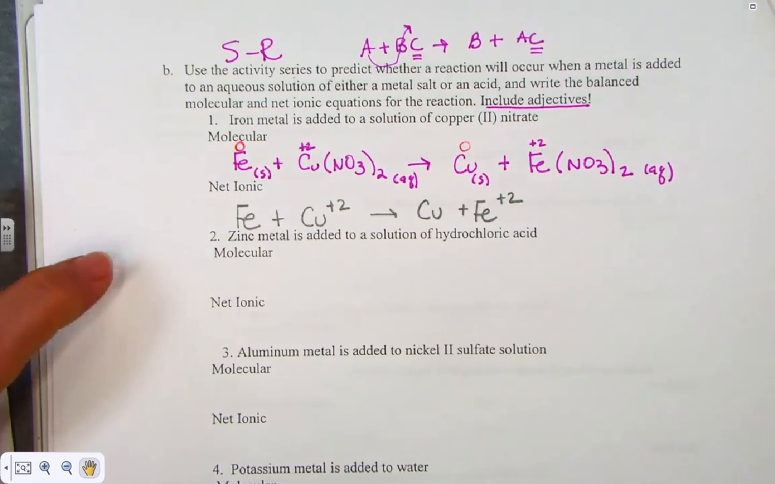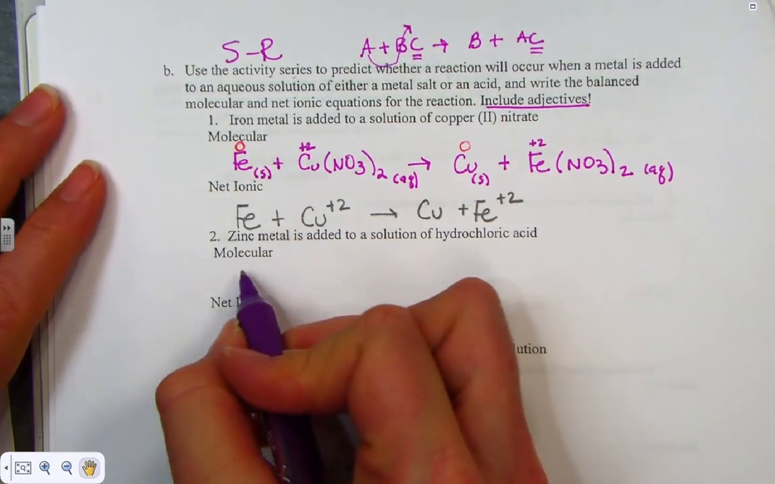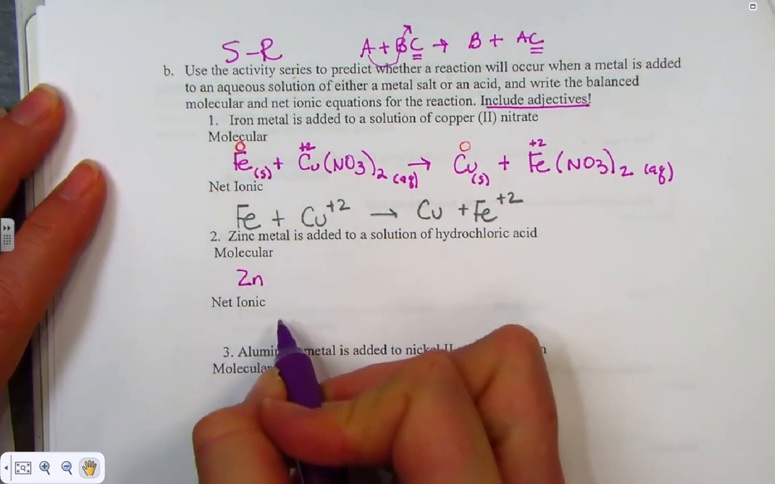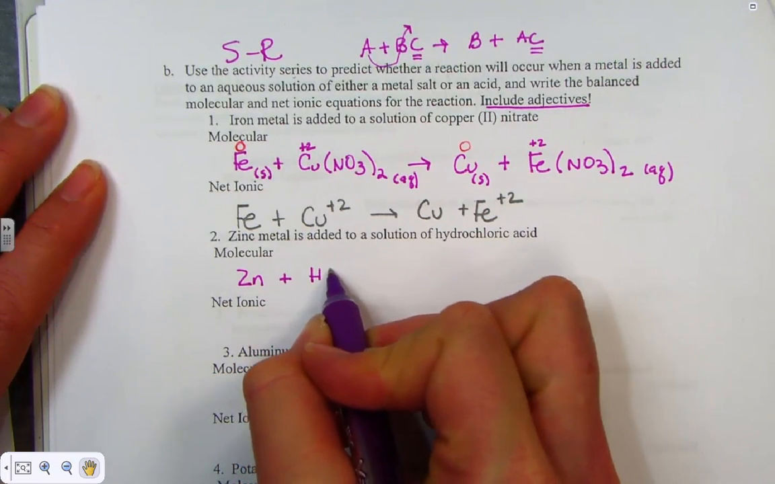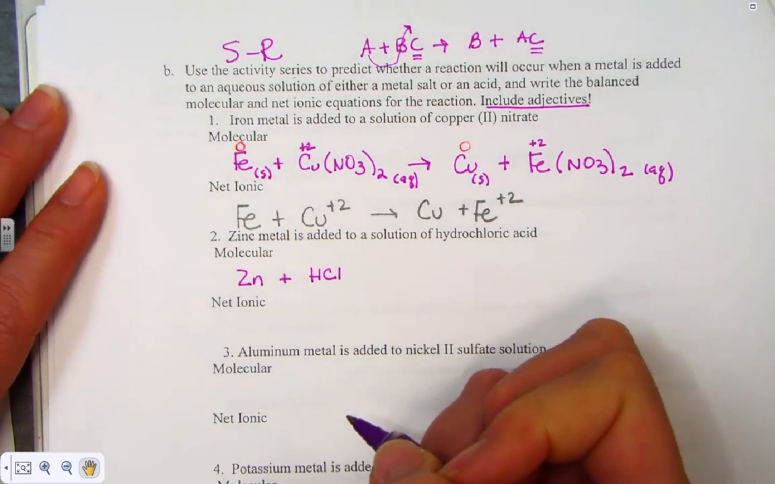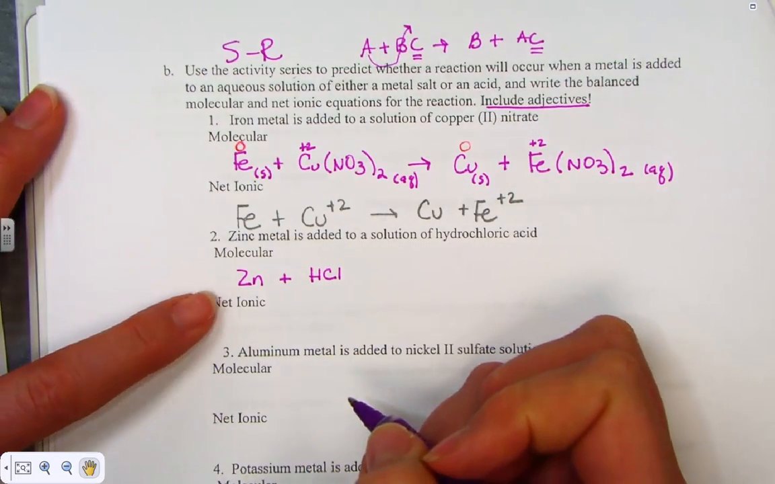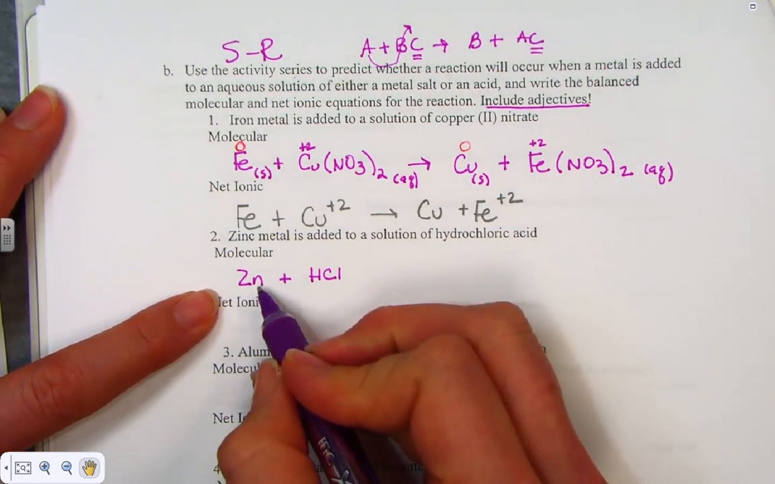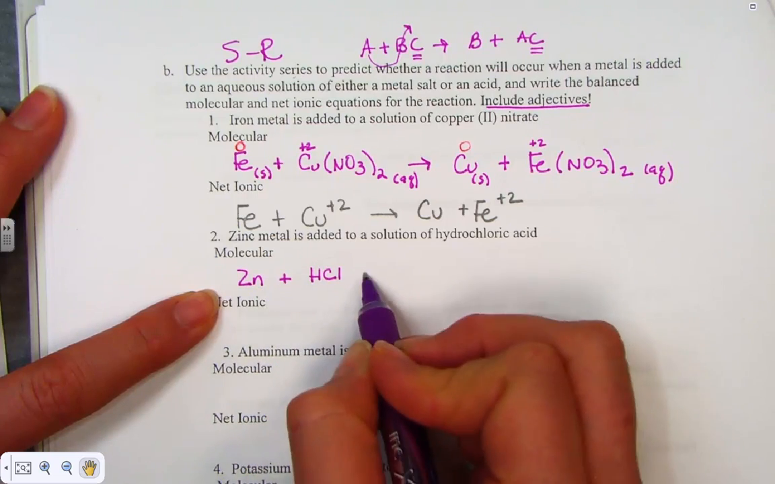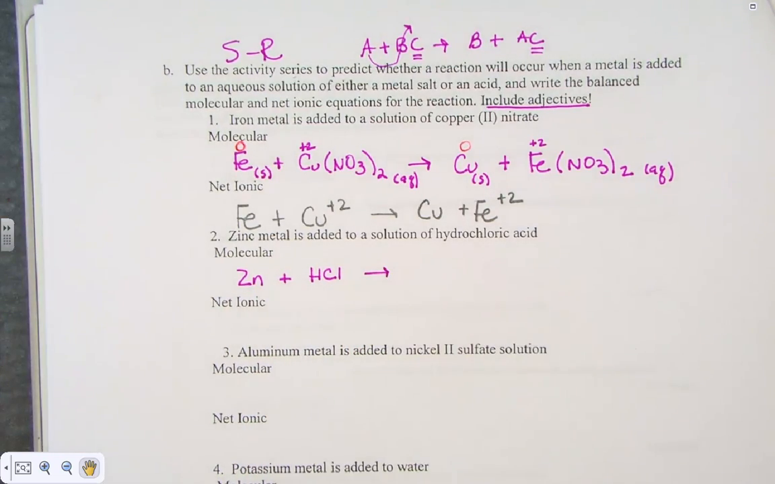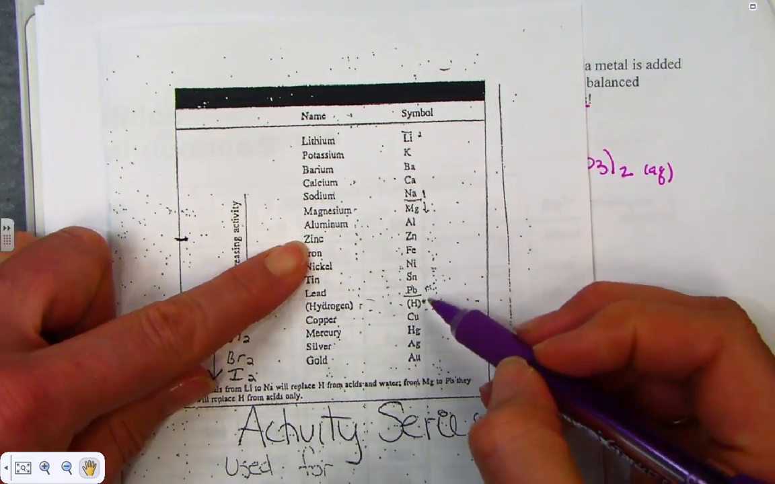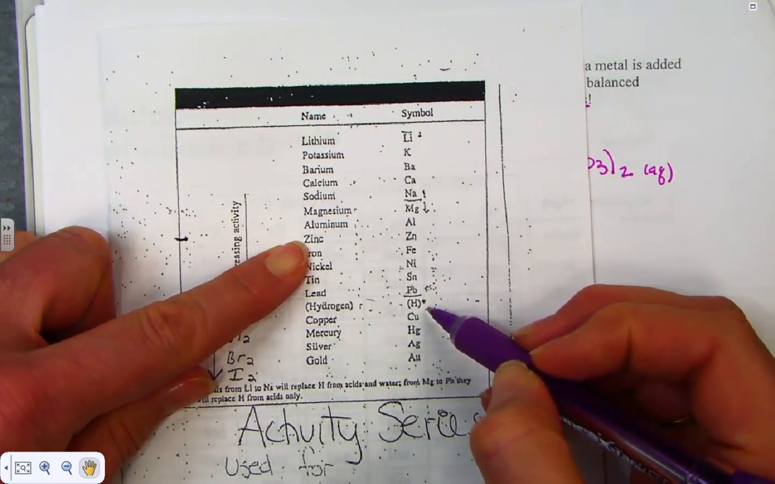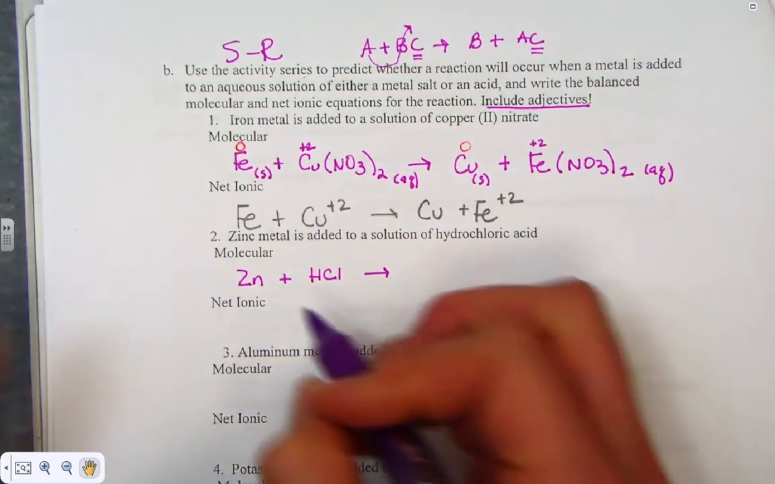Zinc metal added to a solution of hydrochloric acid. Zinc metal, Zn, as a solid, to a solution of hydrochloric acid. Indeed, HCl is one of our 7 strong acids we're working to memorize. If zinc is strong enough to displace hydrogen, a reaction will occur. Zinc indeed is above hydrogen on our activity series and can displace it from a hydrogen that's in an acid.